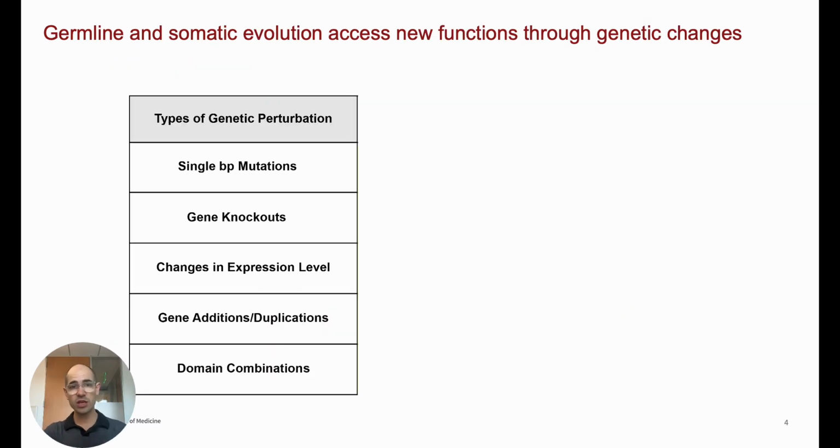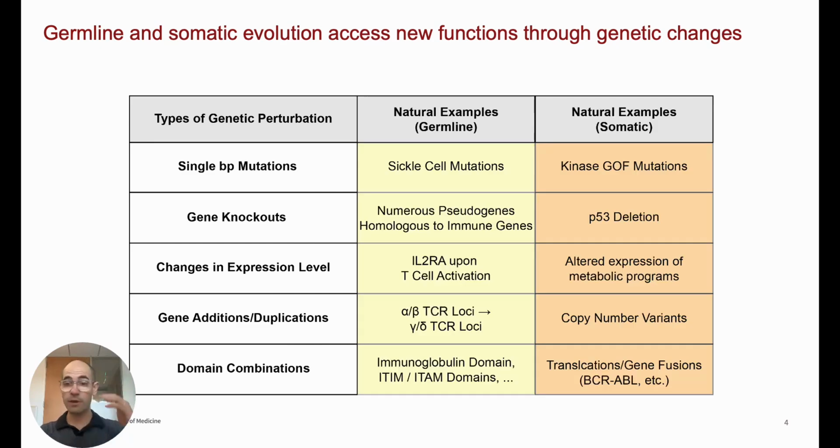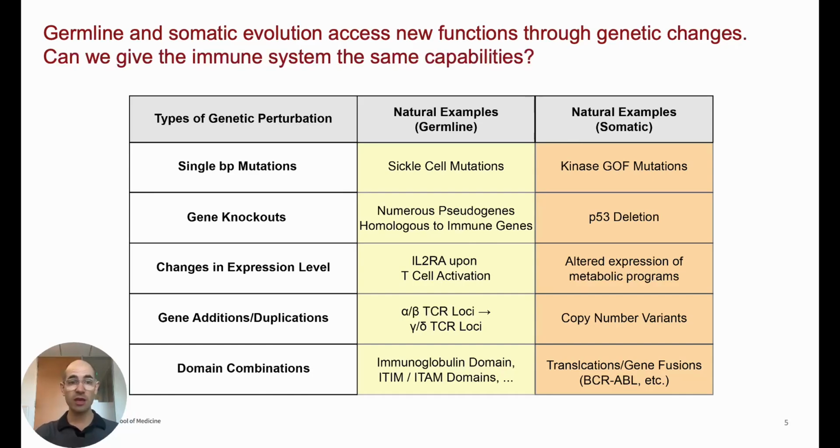The genetic changes that both germline and somatic evolution use to acquire new functions come in a variety of different types or categories, and they certainly don't limit themselves to any one type. That might be single base pair mutations, knocking out a gene, knocking down a gene, or overexpressing a gene, duplicating genes to get more of it, or even combining multiple pieces of different genes together to make brand new genes. All of these mechanisms are often used together to drive both germline and somatic evolutionary changes in the acquisition of new functions.